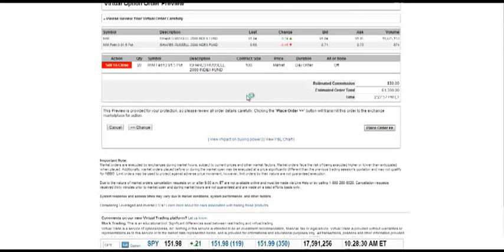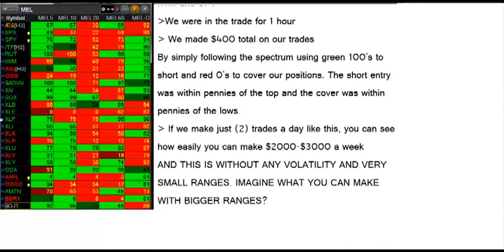and place. All right, so we're just going to wrap up what we did today and how we used the MEL system. So we made two trades today. We were in the trade for a total of one hour. We made a total of $400, $200 on the IWM 20 put contracts and $200 on the SPY put contracts.